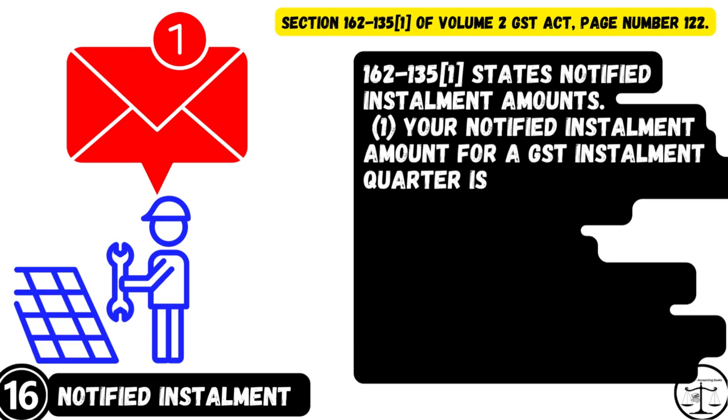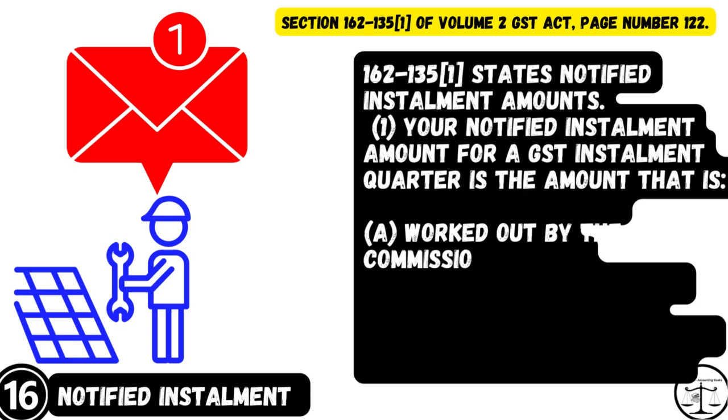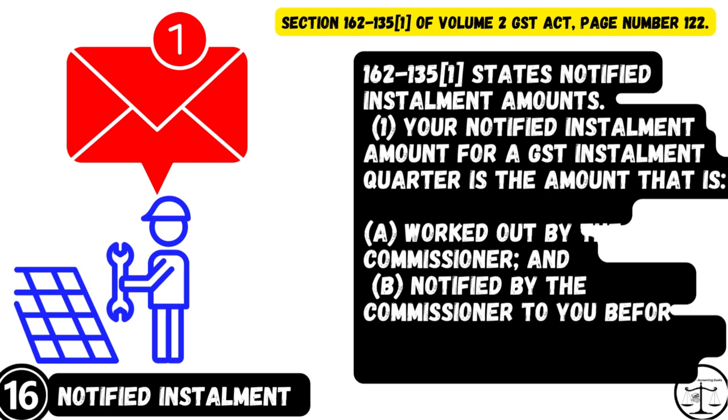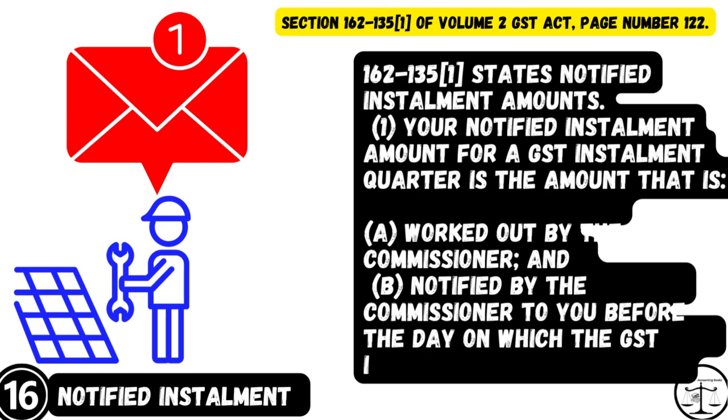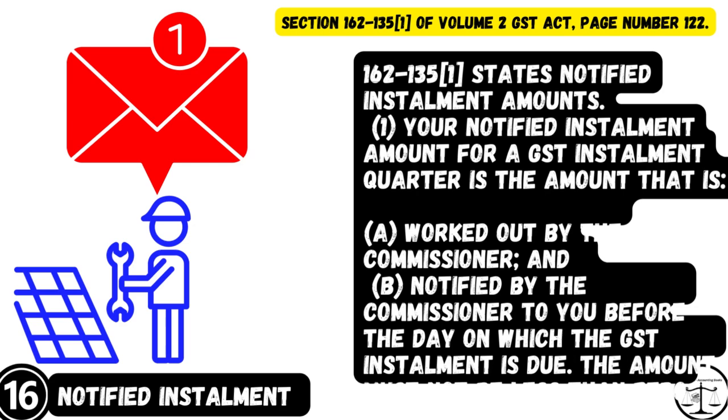1. Your notified installment amount for a GST installment quarter is the amount that is A. Worked out by the Commissioner, and B. Notified by the Commissioner to you before the day on which the GST installment is due. The amount must not be less than 0.